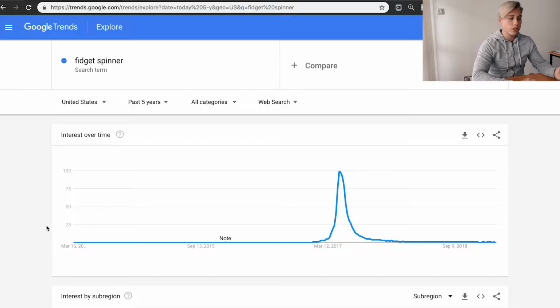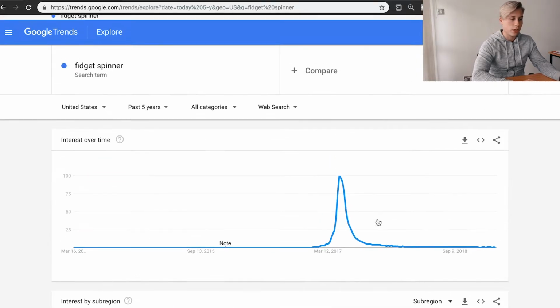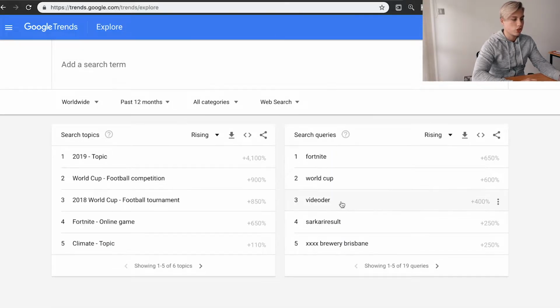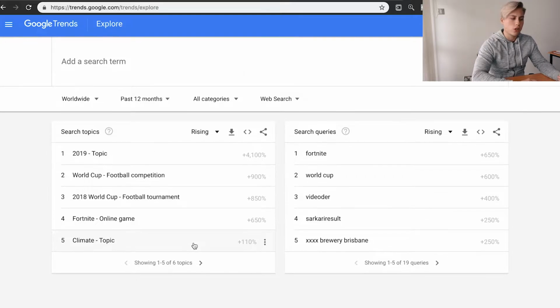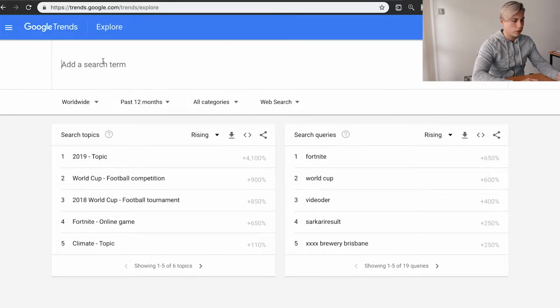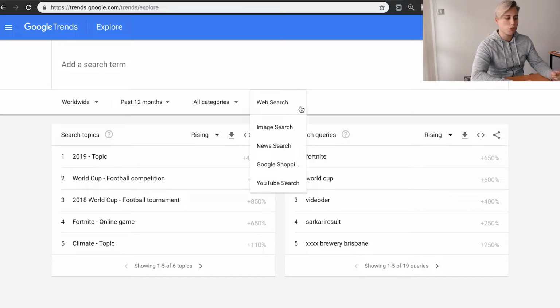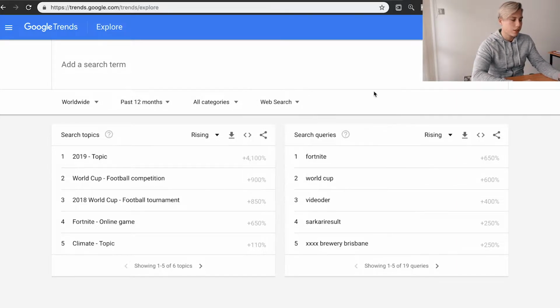Alright, so this is essentially Google Trends. Now, when you get into Google Trends, it's actually going to come up with this. It will allow you to add a search term. You can choose your location, your timelines, your category, and then obviously Google owns YouTube, so you can choose web search, Google Shopping, YouTube search, etc.